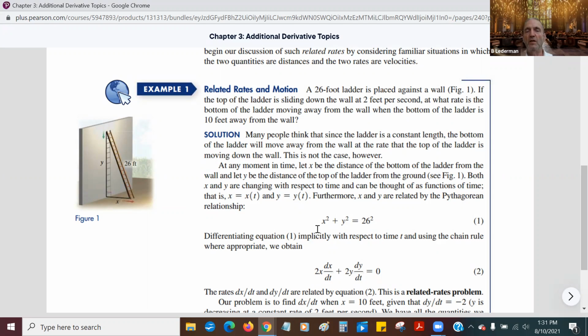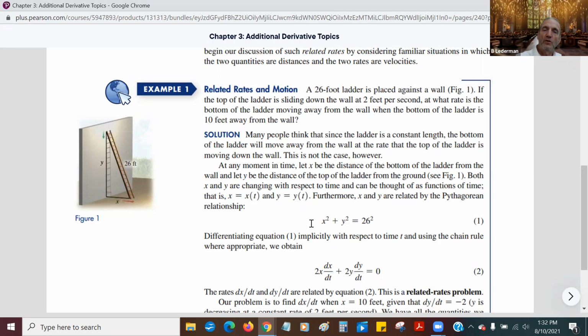So we have the equation x squared plus y squared equals 26 squared. Now, where did this equation come from? Well, there's this little guy named Pythagoras, and they named the theorem after him. You have the ladder, which is on a diagonal. If you go straight down the wall, and then straight out from the wall to the base of the ladder, that forms a right triangle. And in a right triangle, a squared plus b squared equals c squared. So x squared plus y squared equals 26 squared.